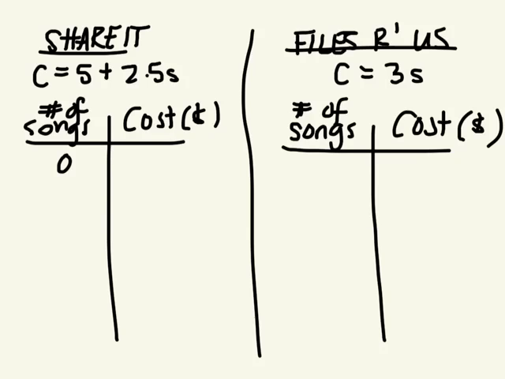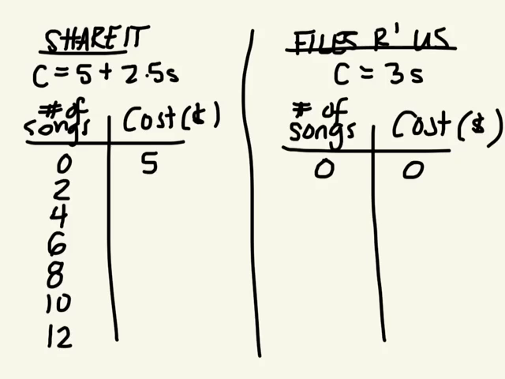If she downloads 0 songs at the Share It website, how much does she have to pay still? $5 because of the membership fee, right? If we download 0 songs at Files Are Us, does she pay anything? No, and we already discussed this. We know that this graph is going to start at 0, 0 because it's direct. Okay? We're going to choose values for songs. If she downloads 2, 4, 6, 8, 10, we'll go up to 12 for each one because we're going to compare the costs of each website. Because what we're trying to do is find out which website is better for her.